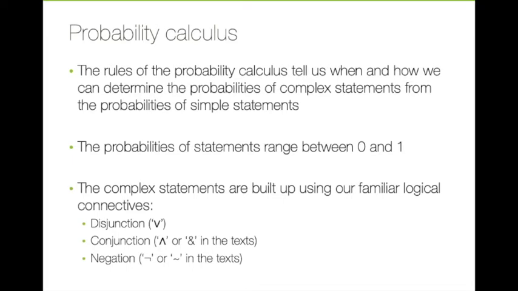The probabilities of statements will always range between 0 and 1. That's our basic rule of the probability calculus, and it applies to all statements, whether simple or complex. And what do we mean by complex statements? We mean the ones that can be built up from simple sentence letters with our familiar logical connectives. Disjunction, conjunction, and note we have a new symbol here, so sometimes we can use the hat and sometimes the ampersand. Both of those stand for conjunction. And then negation, we have the bar or the tilde. Either of those would work.